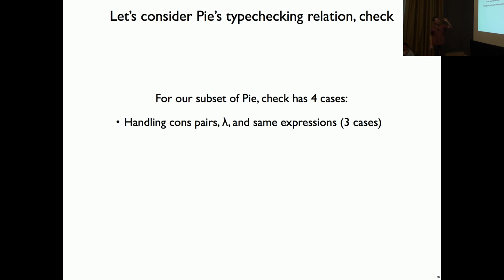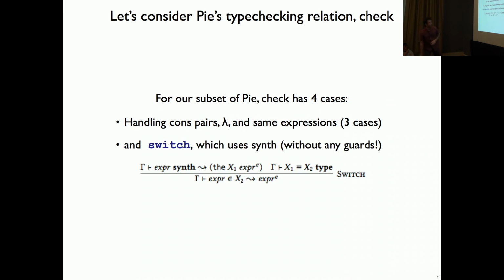It has a case where it directly handles cons pairs, lambda expressions, and same expressions. And then it has this other rule called switch, where without any guard on the shape of xper, as it is in the inference rule, we say I can say that xper inhabits the type x2 if I can synthesize that xper is an x1 and that x1 and x2 are equivalent types. This is a great rule.